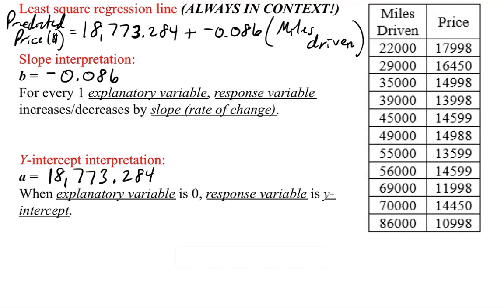Okay, so this is a little sentence frame to use when you're interpreting slope. For every 1 mile driven, what's the response variable? Price. Is it going to increase or decrease? How do we know it's going to decrease? You're right. Because it's negative. Good. Decreases by that number there.